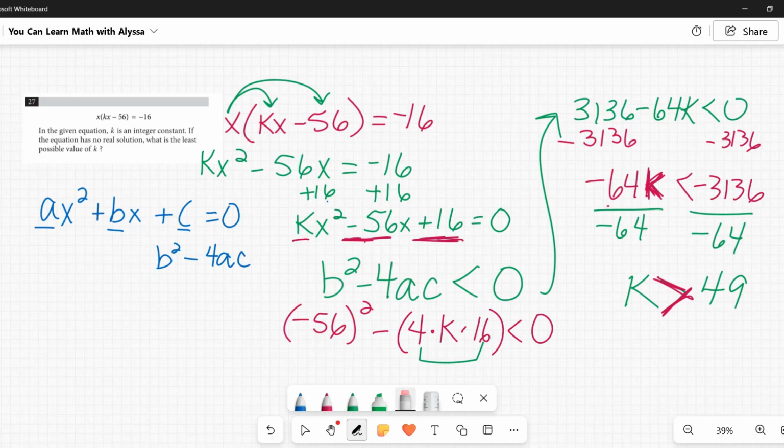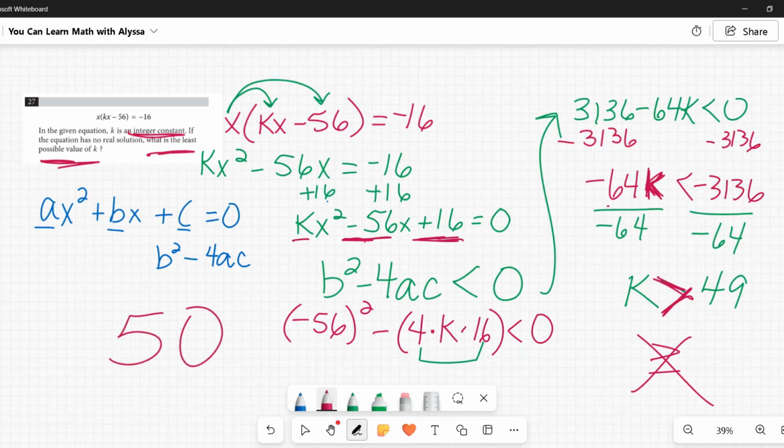So k is greater than 49. Does that mean 49 is my answer? No, it doesn't. Why not? Because it says, what is the least possible value of k? Could k be 49? It could not. It is not k is greater than or equal to 49. Nope. K has to be greater than 49. And we know it is an integer constant. It's one of those numbers on a number line. So it is 50.